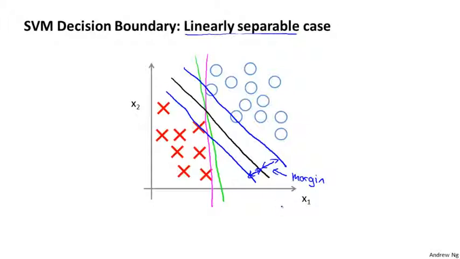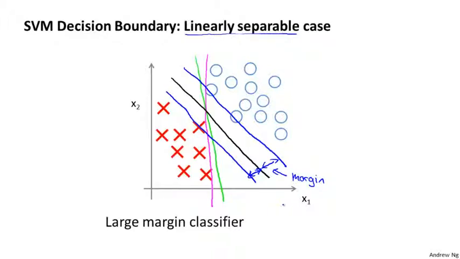this gives the SVM a certain robustness because it tries to separate the data with as large a margin as possible. So the support vector machine is sometimes also called a large margin classifier, and this is actually a consequence of the optimization problem we wrote down on the previous slide.